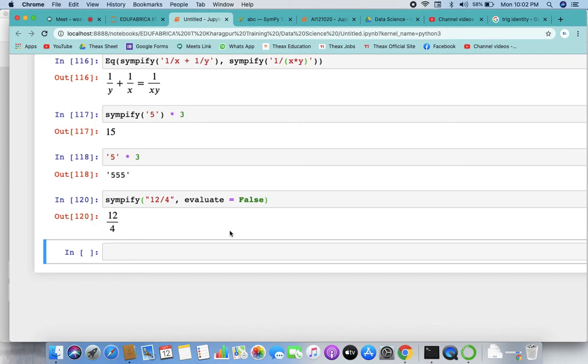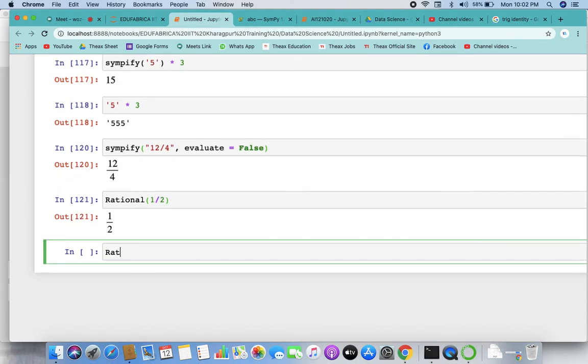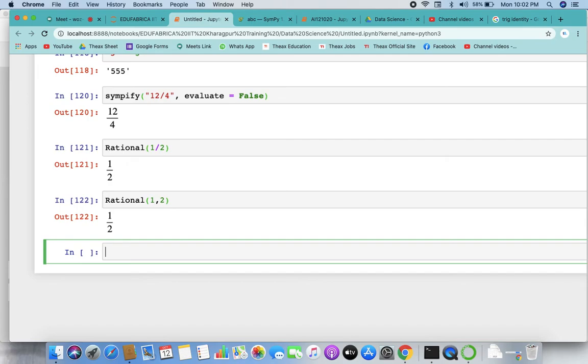Rational is something like, if you say rational of 1 by 2, that is 1 by 2. That's it, simple. So you can make various things accordingly, and can make the values even with various things further. So let's write an equation and try to get the things. If we have a linear equation, how are we going to solve that? Let's see.